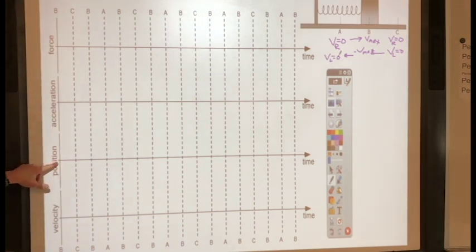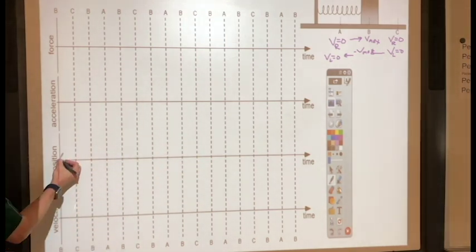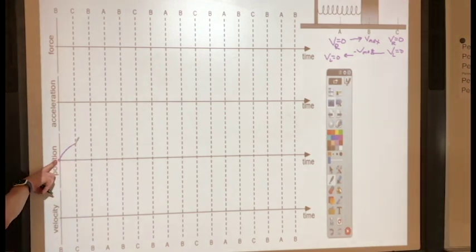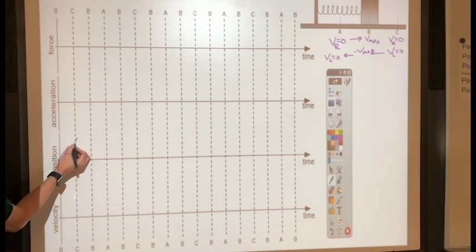We have a position versus time graph, and on this position versus time graph, we're going to start at B. So you'll see B is the starting position, and we're going to move to C. Notice that we're moving right, so right is positive, so we're going to go up and we're going to go positive. Now notice that my curve here is always going to make a hill. So this looks like a hill.